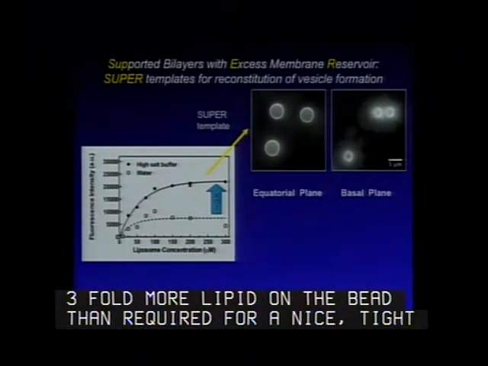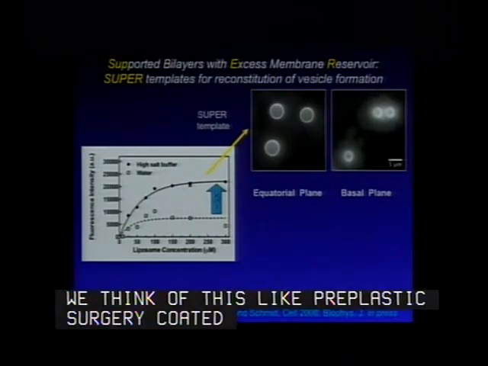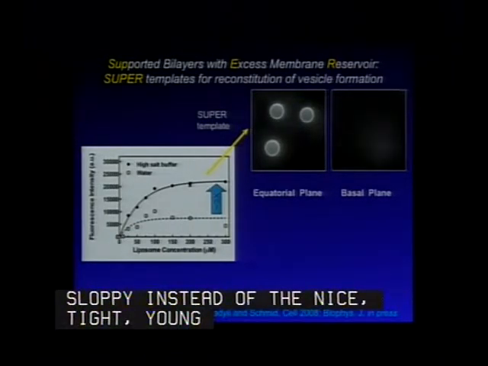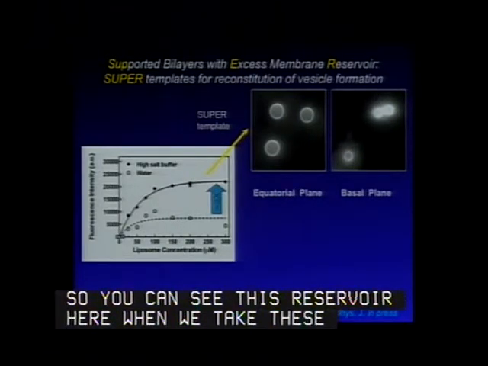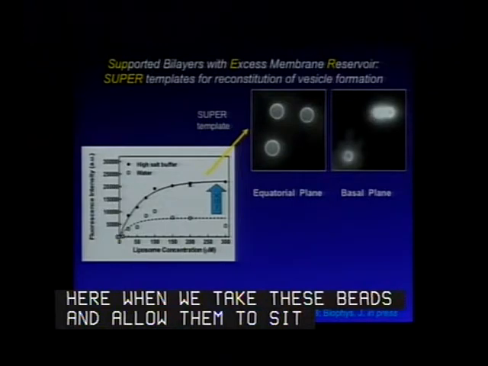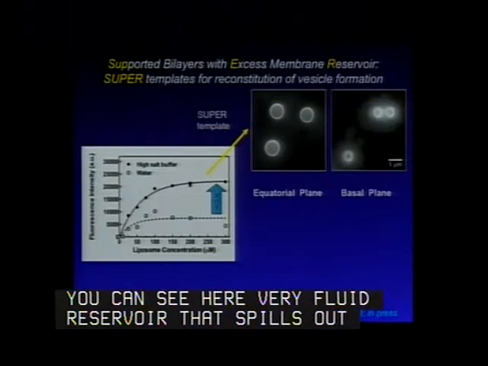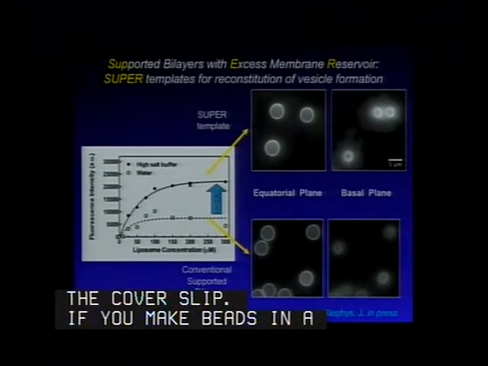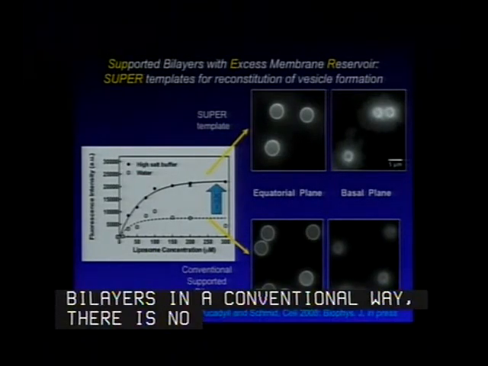We think of this like a pre-plastic surgery coated bead, a little floppy, instead of the nice tight young coated bead. You can see this reservoir when we take these beads and allow them to sit on glass cover slips, and you can see a very fluid reservoir that spills out onto the cover slip. If you make supported bilayers on beads in a conventional way, there is no reservoir to spill out onto these cover slips.